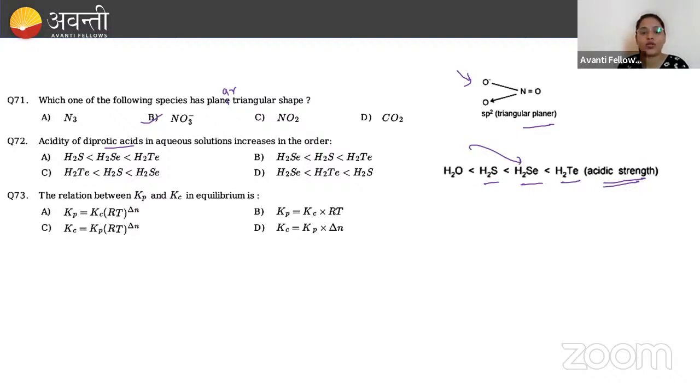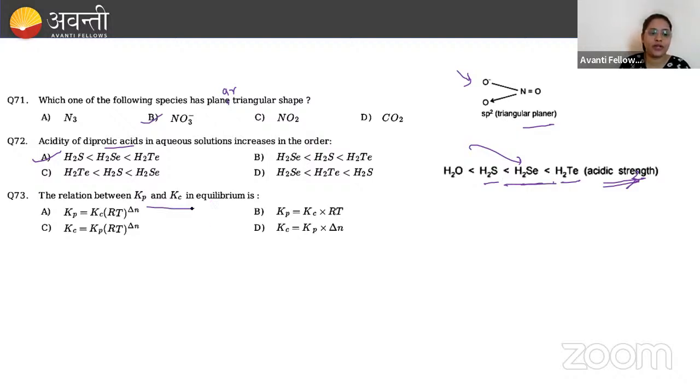So when you see the options, S, then selenium, then tellurium, Option A has the same acidic strength order matching with this one. That's why our answer will be Option A. So for diprotic acid, this is the order of acidic strength.